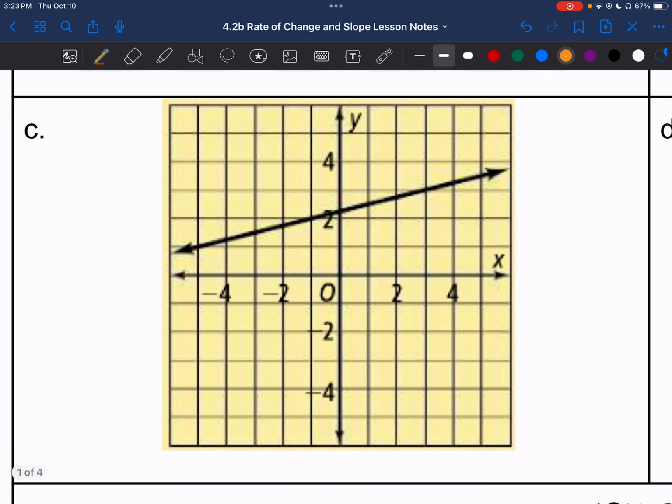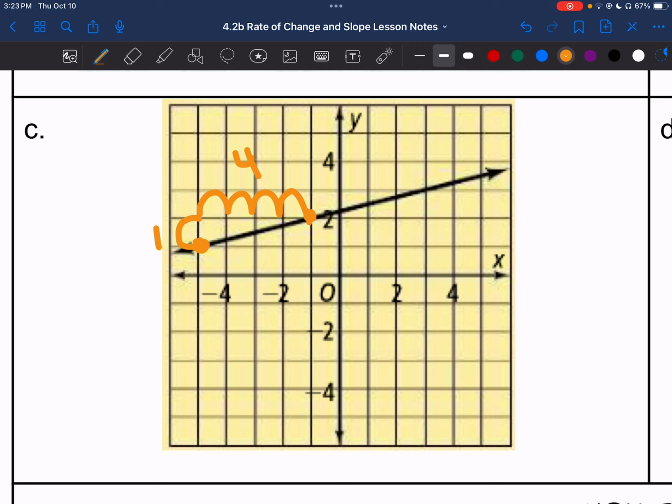Letter C, where you need to find some points to use on this one. So I'm going to use this point right here and this point right here. You're looking for places where you are evenly and nicely hitting the corner of one of your grid lines, so you're not estimating as to what the value is. So we're going to increase by 1, and we're going to the right 1, 2, 3, 4.